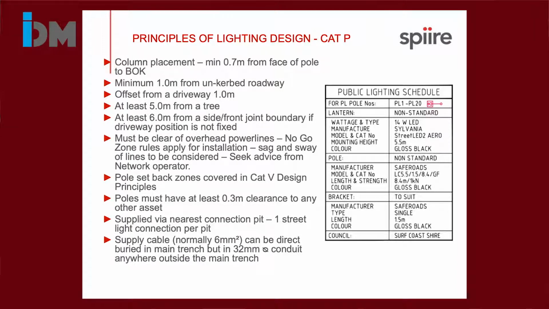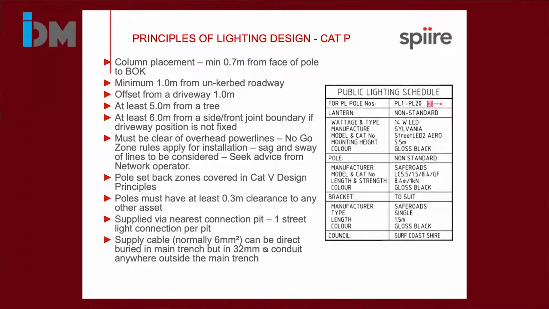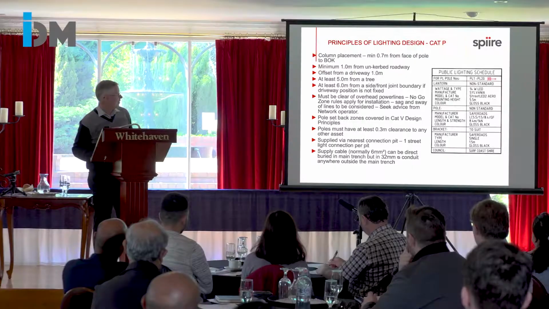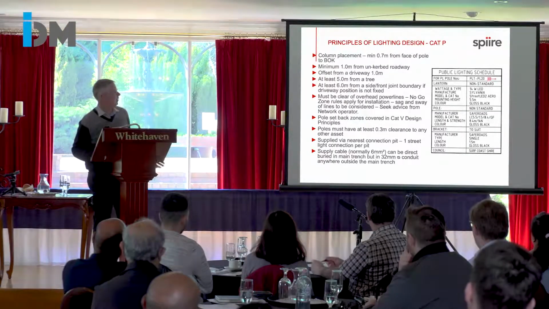Poles must have at least 0.3 of a metre clearance to any other asset in the ground. So be mindful of that when you're looking at streetlight pole positions on a plan. Mindful of water, gas, drainage pipes. Do you actually have that, or will you achieve that 0.3 metre clearance? And that's from the face of the pole to the face of the pipe or face of the other asset. Typically supplied from the nearest connection pit and typically supplied via a 6mm cable, in a lot of cases conduited outside the main trench.